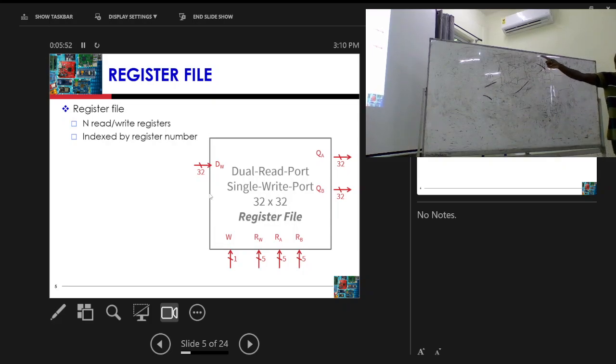So why is it dual port? Dual read port. Study the architecture. This is just the input output. It's not even the internal architecture. It's just the input output ports. Why do we say this is a dual read port?